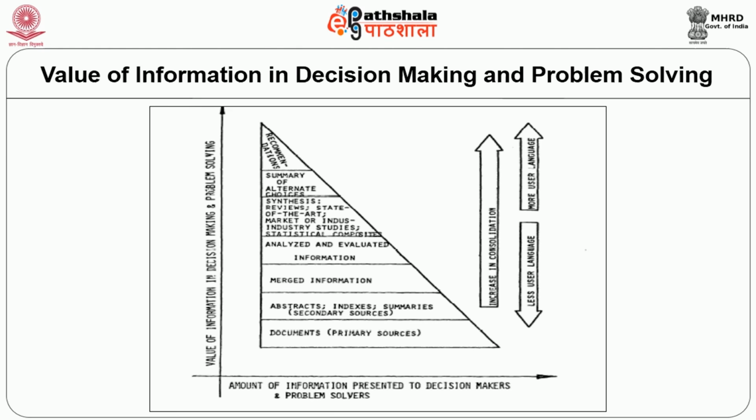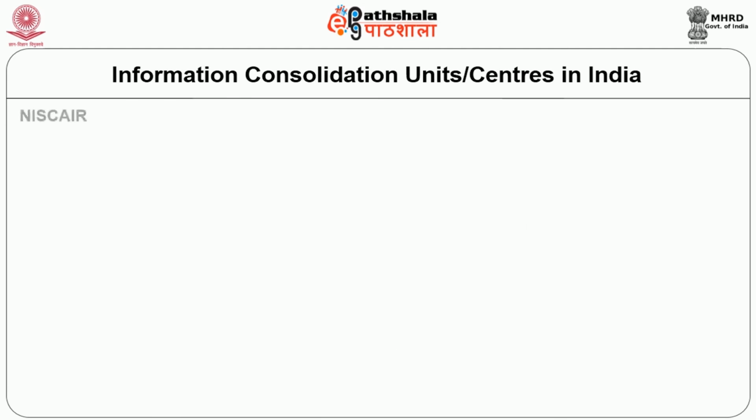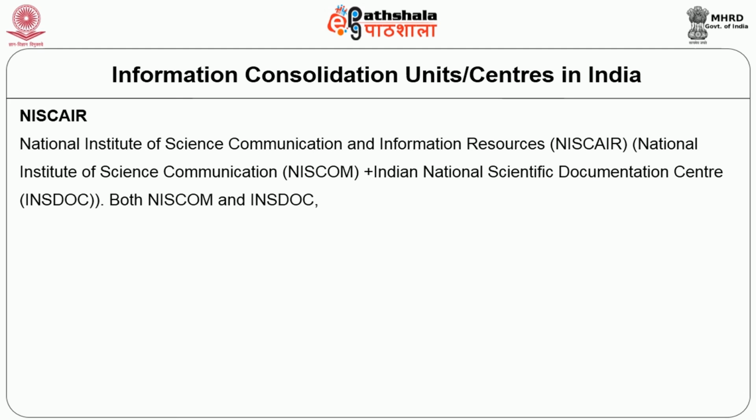The paramount value of information is in a set of alternative choices summarized from all the sources mentioned, and the proposal of decisions or resolution of the problems. These relations are expressed in the figure shown on the current slide. In other words, as the information becomes more and more consolidated, its value increases, as the information is processed and assessed in plain language on the basis of its social usability and the framework of the user. The slide is showing the information consolidation units and centers of India.